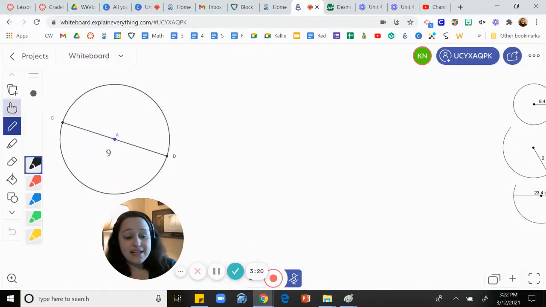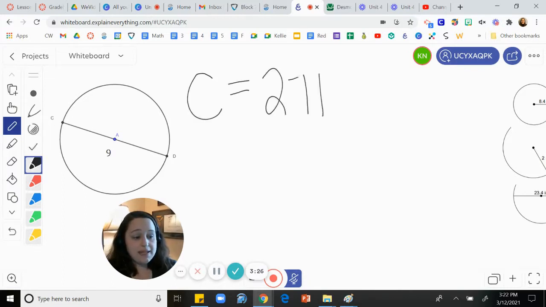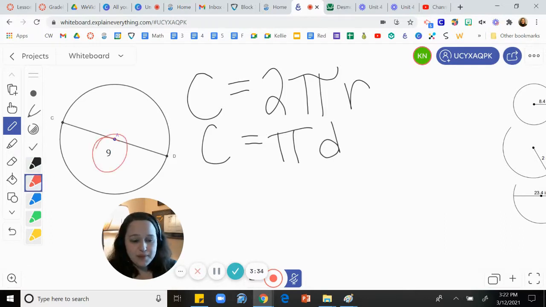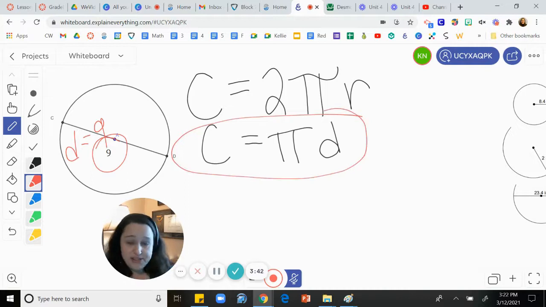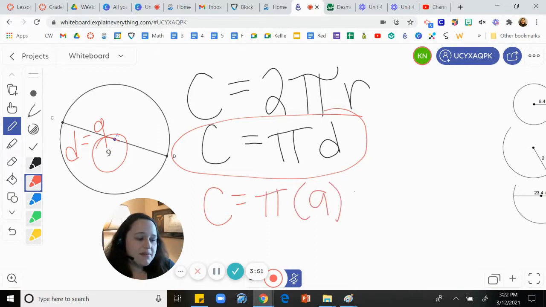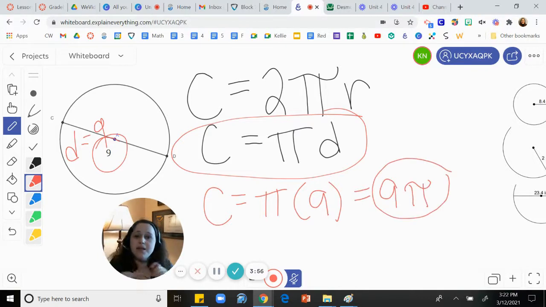Remember that we can calculate the circumference in 2 different ways. We could take circumference equals 2 times pi times the radius, or circumference equals pi times the diameter. So in this case, I'm given a circle with a diameter of 9. I know it's a diameter because it goes all the way across the circle. Since I'm starting with diameter, I'll use the second formula. Circumference equals pi times diameter. So pi times 9. Usually, I write the 9 before the pi. So if I want to leave my answer in the most exact format, there it is, 9 pi.